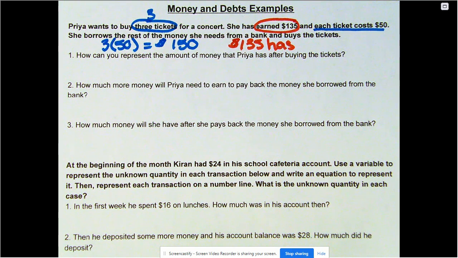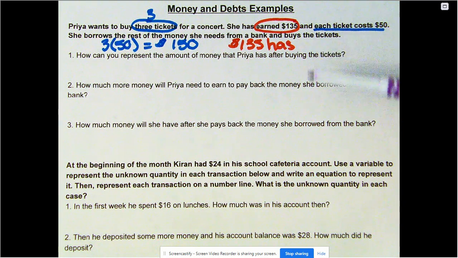So she's borrowing the money from the bank, but I'm sure, as your parents would tell you, the bank doesn't just give out money for free. You're going to have to pay that money back. So here's some things that I looked at. The tickets are costing $150. She has $135. Okay, but she has to borrow this money from the bank.